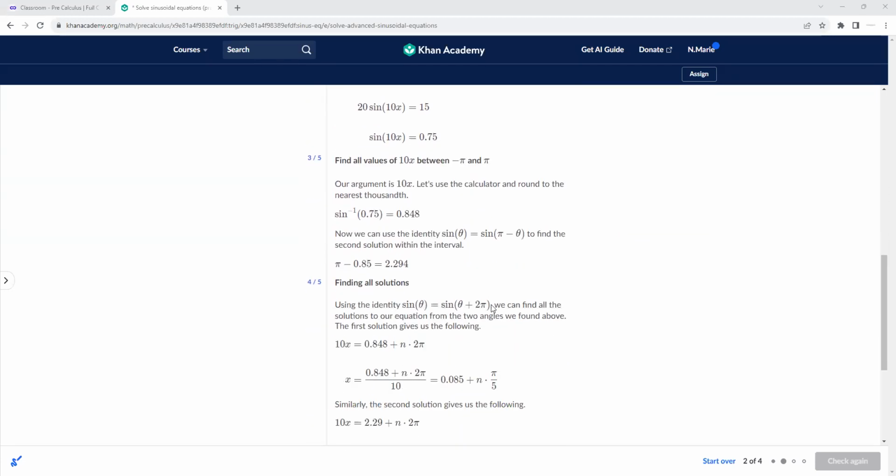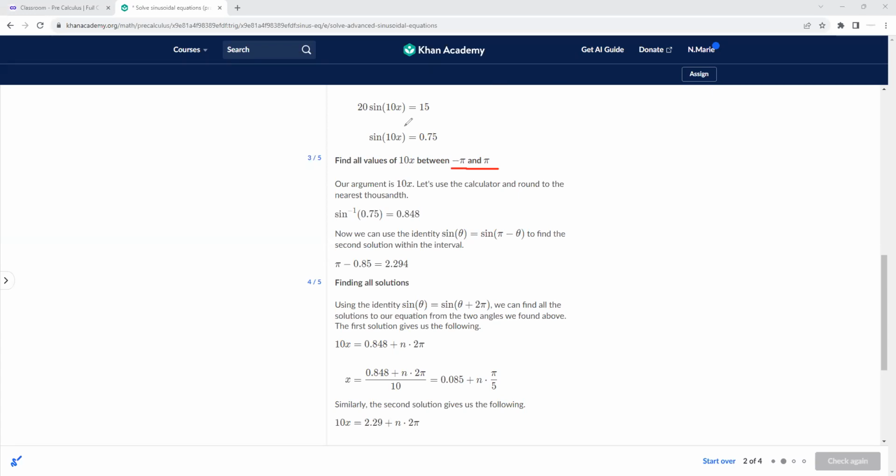So now they said, find all the values. And by the way, if you're ever confused on a problem, don't know why you got it wrong, you can push get help, enter in an answer, any answer, push get help, they'll walk you through the steps. So find all values of 10x between negative pi to pi.